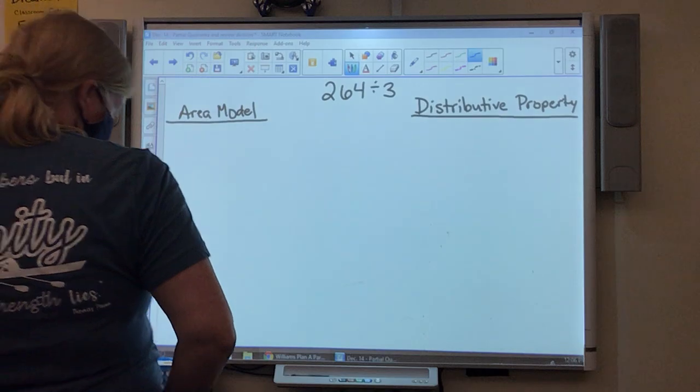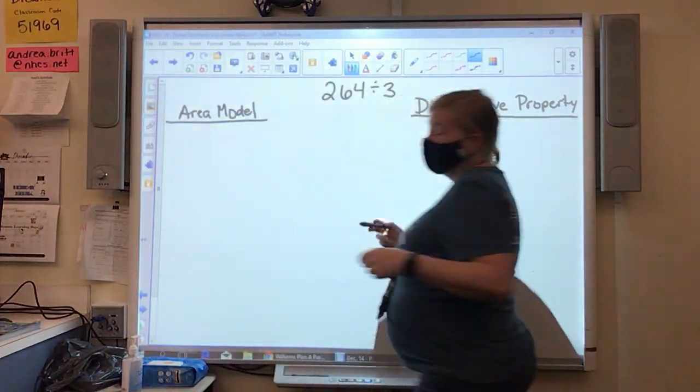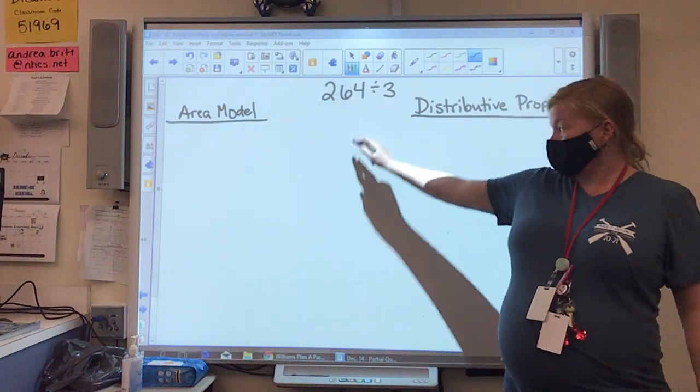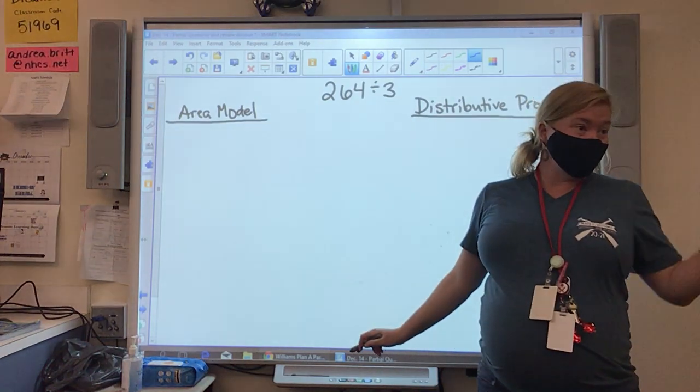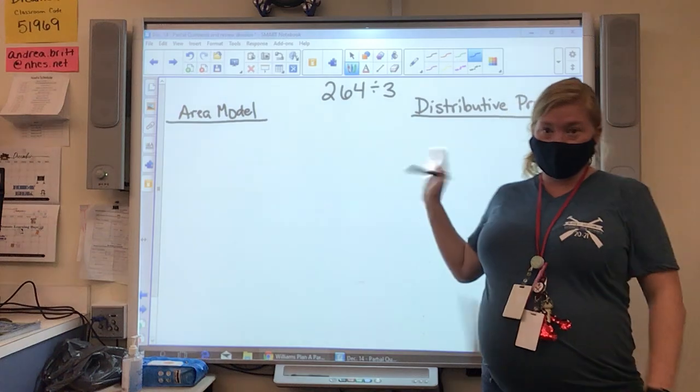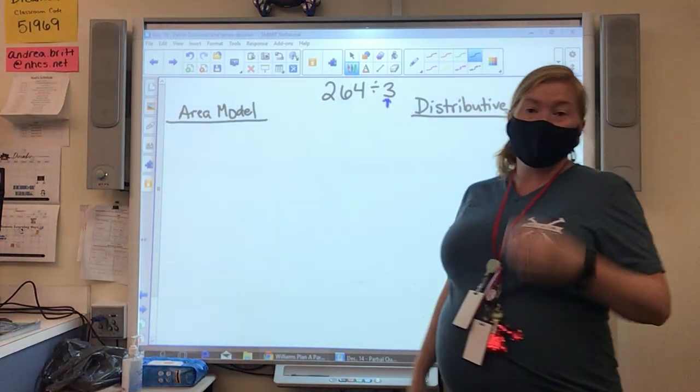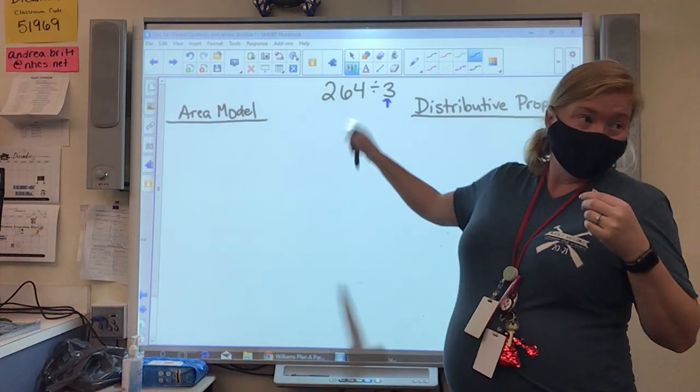All right, with both of these types of division, you need to start with your multiples. So I'm going to go ahead and put my multiples down the middle, and I'm going to let that be my line of separation between the two types of problems. Since I'm dividing by 3, I'm going to do my multiples of 3 down the center.